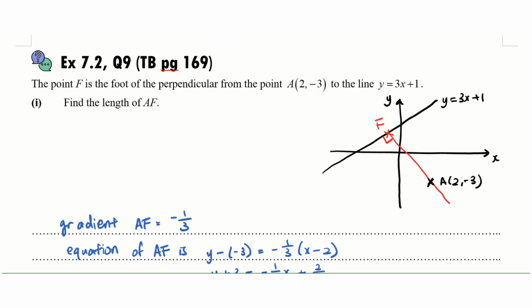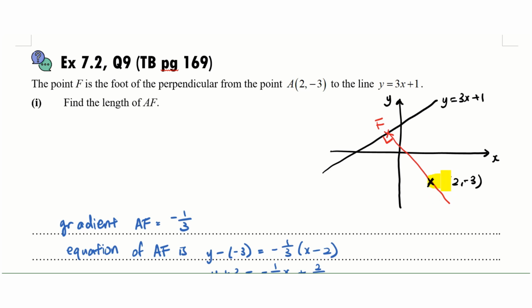We have come to the last question of chapter 7.2. In this question 9, we are given that the point F is the foot of the perpendicular from the point A(2, -3) to the line y = 3x + 1. This question did not provide you with a diagram, so let me run through with you how to draw this diagram. The question says that F is the foot of the perpendicular from A.